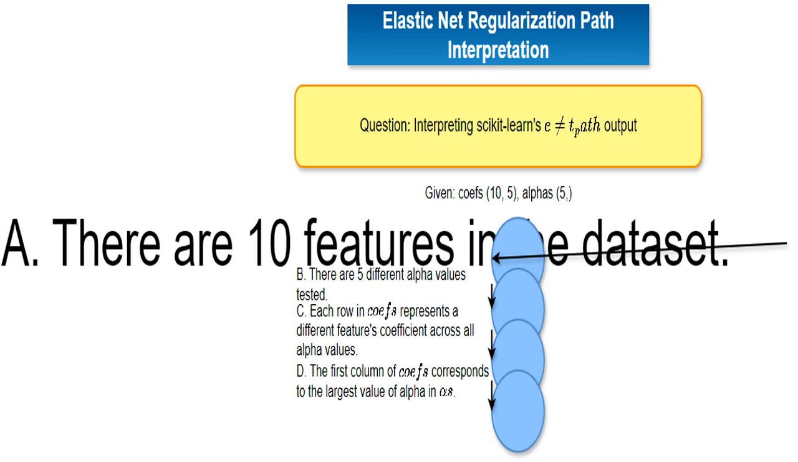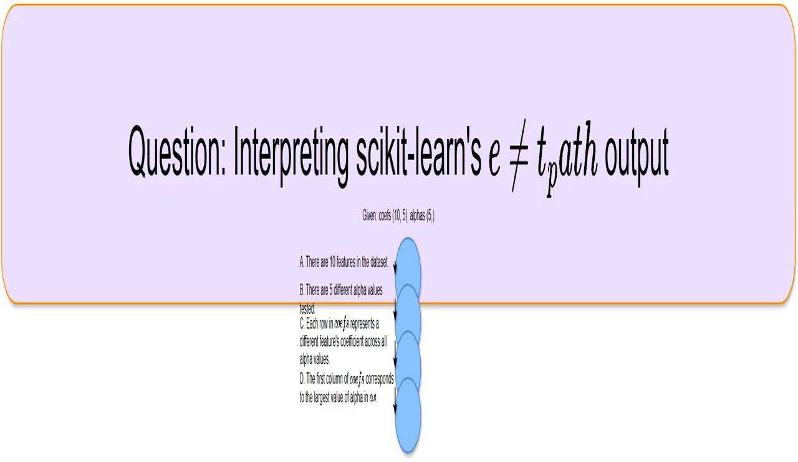More alpha means more regularization. The COFS matrix has a shape of 10, 5. I observe that the number of rows, 10, directly corresponds to the number of features in the dataset. Each row represents the coefficients for a single feature. It's a neat way to see how many variables the model considers.